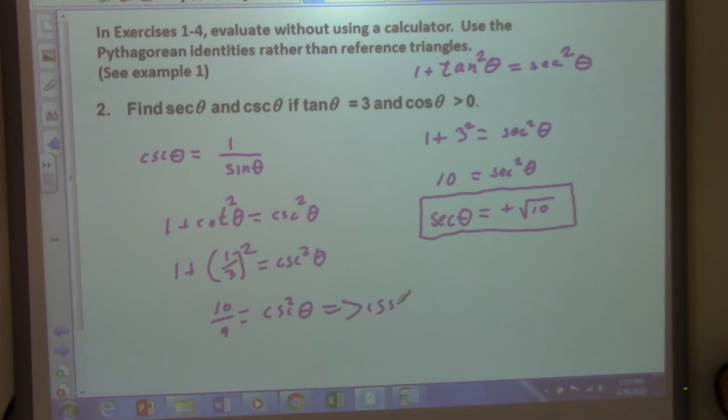Yeah, cosecant theta is going to be equal to the square root of this. And it's all going to, is it going to be plus? I think everything's plus here, isn't it? So it's going to be equal to square root of 10 over 3, is that it? Yeah.